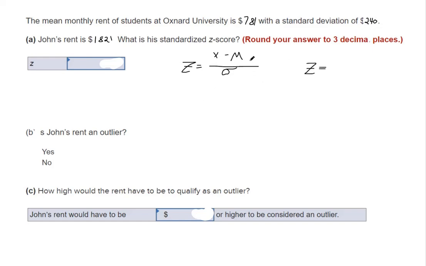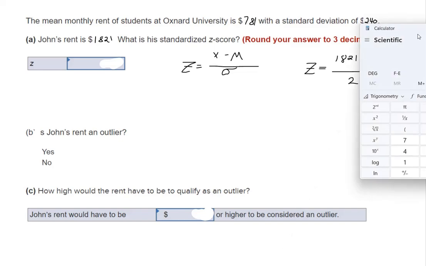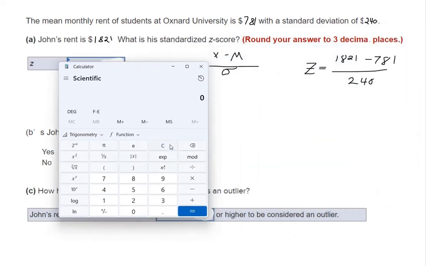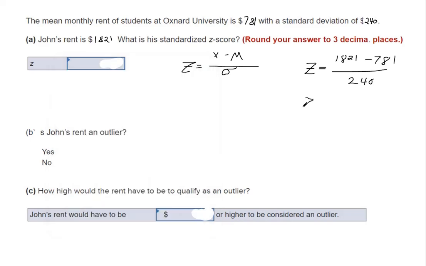So to convert their rent to a z-score, we plug in 1,821 in for x, 781 for the mean, and 240 for the standard deviation. And so if you do this with a calculator, make sure to hit enter first. You've got to figure out what the numerator is first. So subtract those two numbers. So the numerator is 1,040, and then divide it by 240 in the bottom. So we get z is 4.3 repeating.